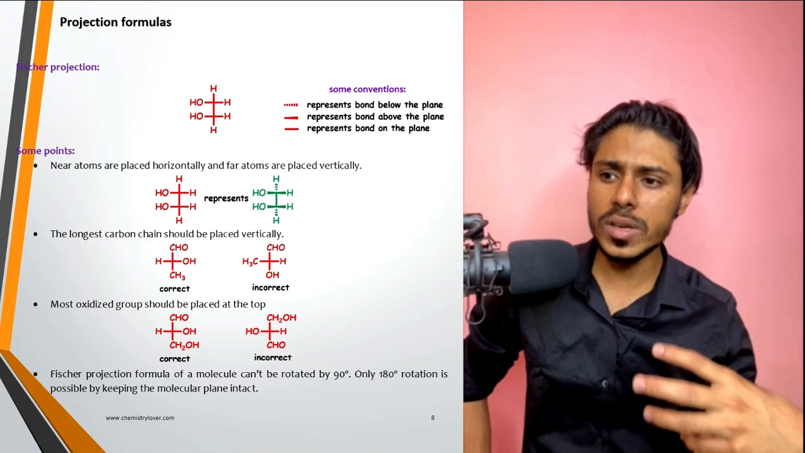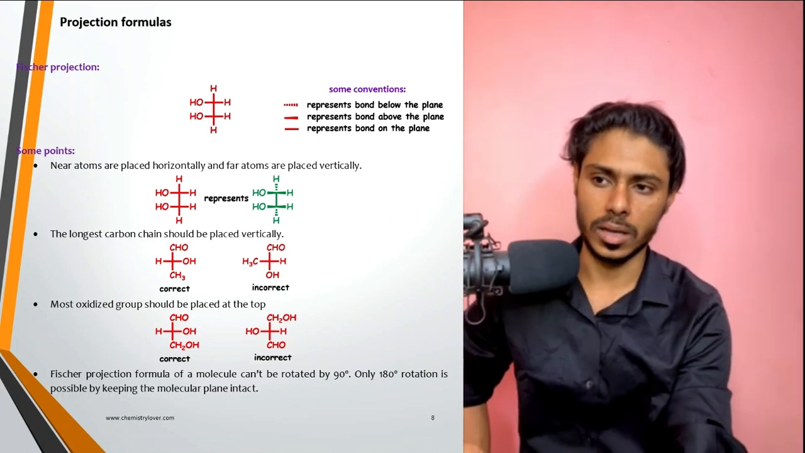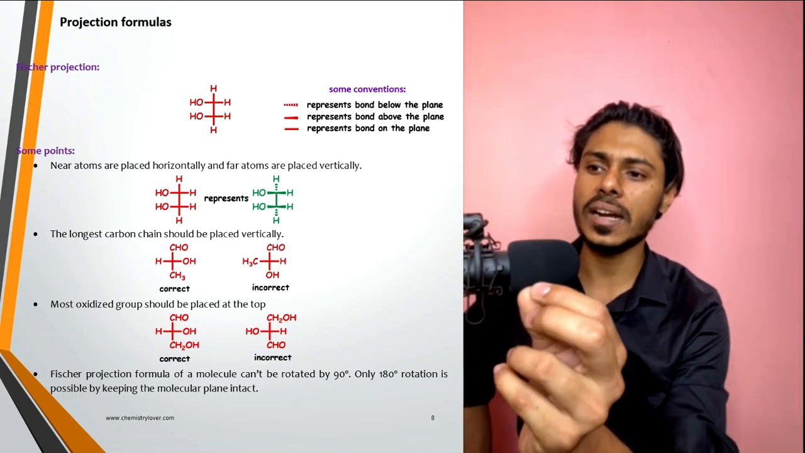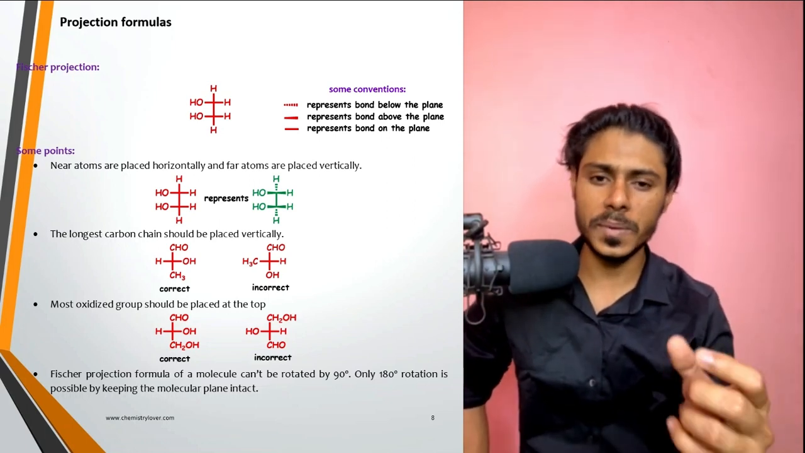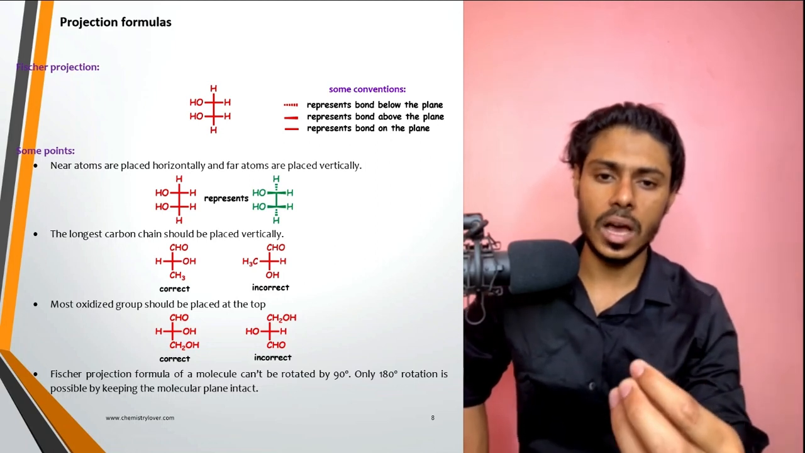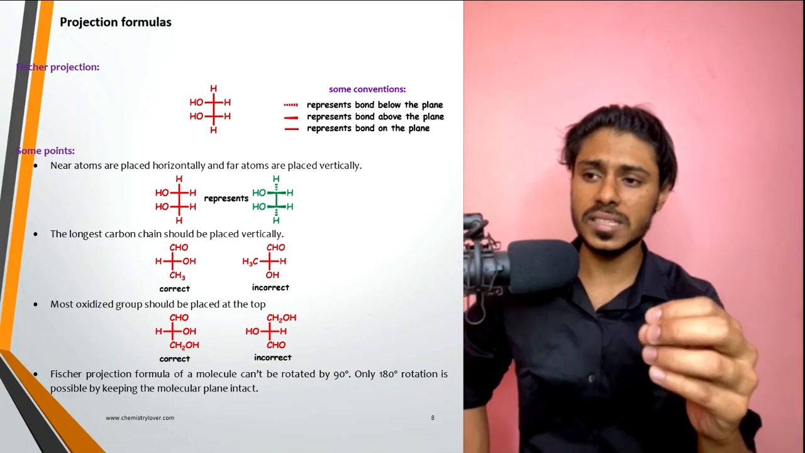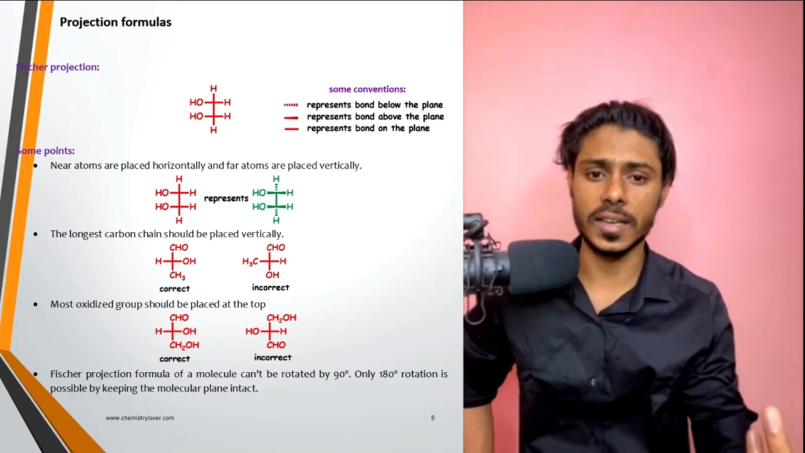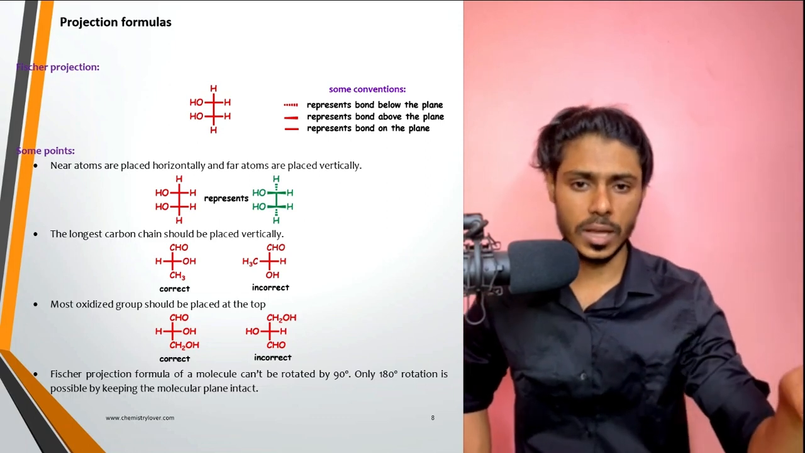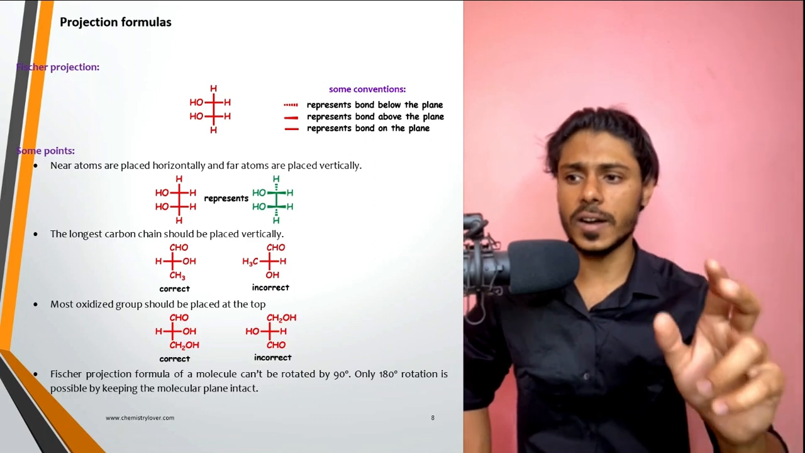But how do we see the molecule? We see the molecule like the green one, where the OH and the hydrogen are represented in a bold bond. Bold bond means they are towards you, they are above the plane. And the dashed bonds mean they are below the plane, or they are away from you. They are far atoms, they are placed vertically. Okay, so this is the first rule. Near atoms should be placed horizontally, and far atoms should be placed vertically.